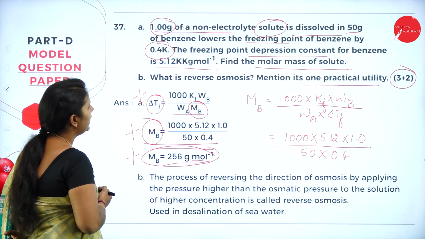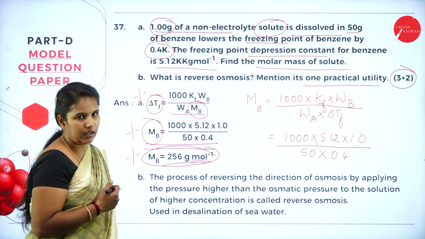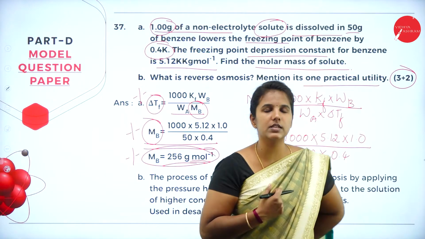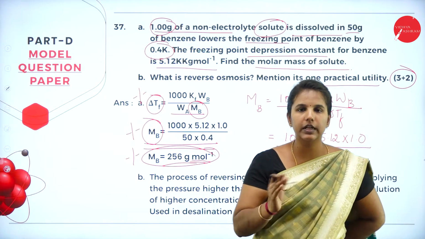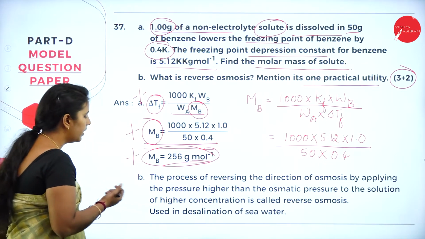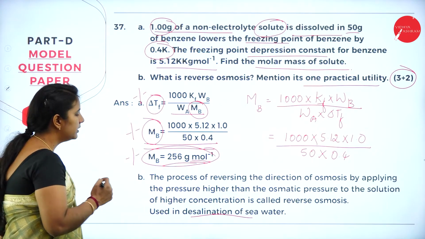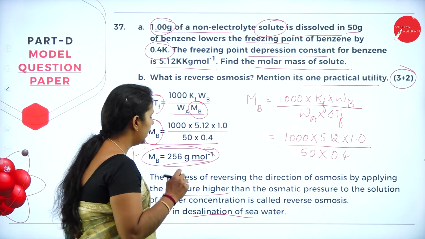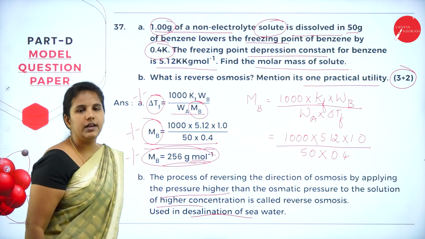Coming to the second question: what is reverse osmosis? Mention one practical utility. Reverse osmosis is where you apply pressure to stop osmosis. That is known as reverse osmosis, and one practical utility is the desalination of sea water. Once again, the process of reversing the direction of osmosis by applying a pressure higher than the osmotic pressure to the solution of higher concentration is known as reverse osmosis.